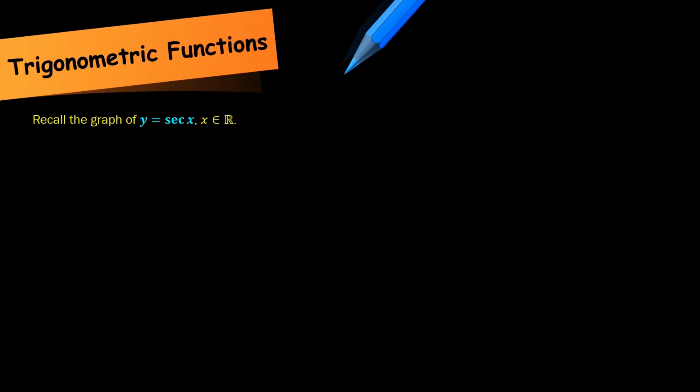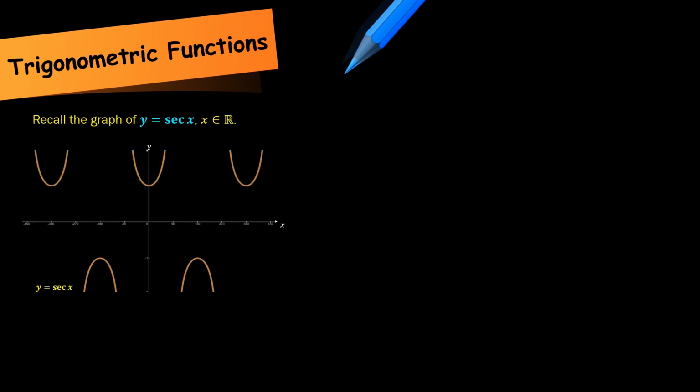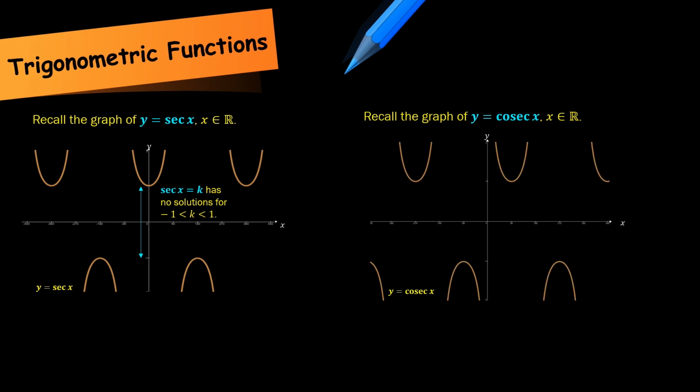Let's remind ourselves of the graph of y equals sec x for x in the real numbers. This will look something like this. As you can see, there are no solutions for sec x equals k, for k between -1 and 1. Similarly, for the solutions for y equals cosec x, and here's its graph. There are no solutions for cosec x equals k, for k between -1 and 1.